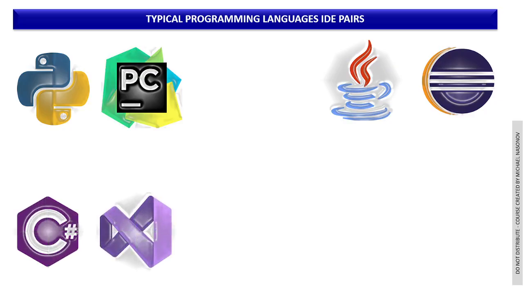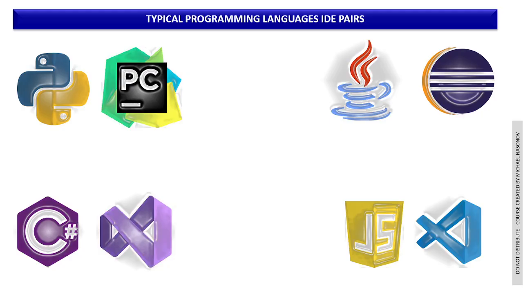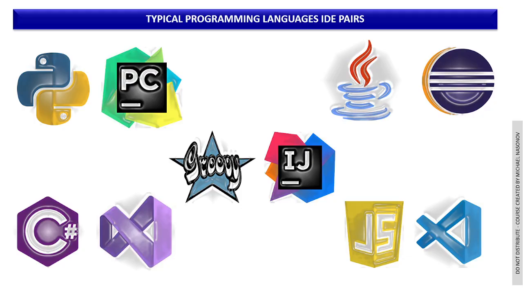Microsoft C# is good with Microsoft Visual Studio. JavaScript is very good with Microsoft Visual Studio Code. Two different icons, however different ones. And Groovy is good with IntelliJ IDE. Also, it could be interchanged. For example, Python used within Eclipse or Python used within Visual Studio Code. However, these are kind of official IDE versus programming language pairs.